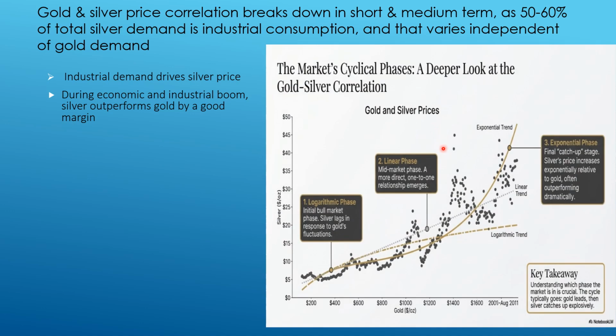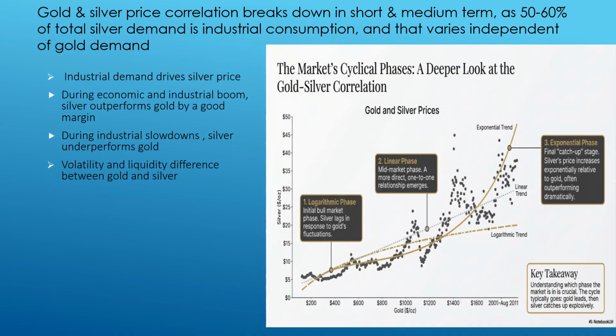This chart shows the cyclical phases of the silver price of the gold-silver correlation. Phase 1, the logarithmic phase, initial bull market phase: silver lags in response to gold's fluctuation. The linear phase, the mid-market phase: a more direct one-to-one relationship emerges. Exponential phase, final catch-up stage: silver's price increases exponentially relative to gold, then outperforming dramatically. Key takeaway: understanding which phase the market is in is crucial. During industrial slowdown, silver underperforms gold.